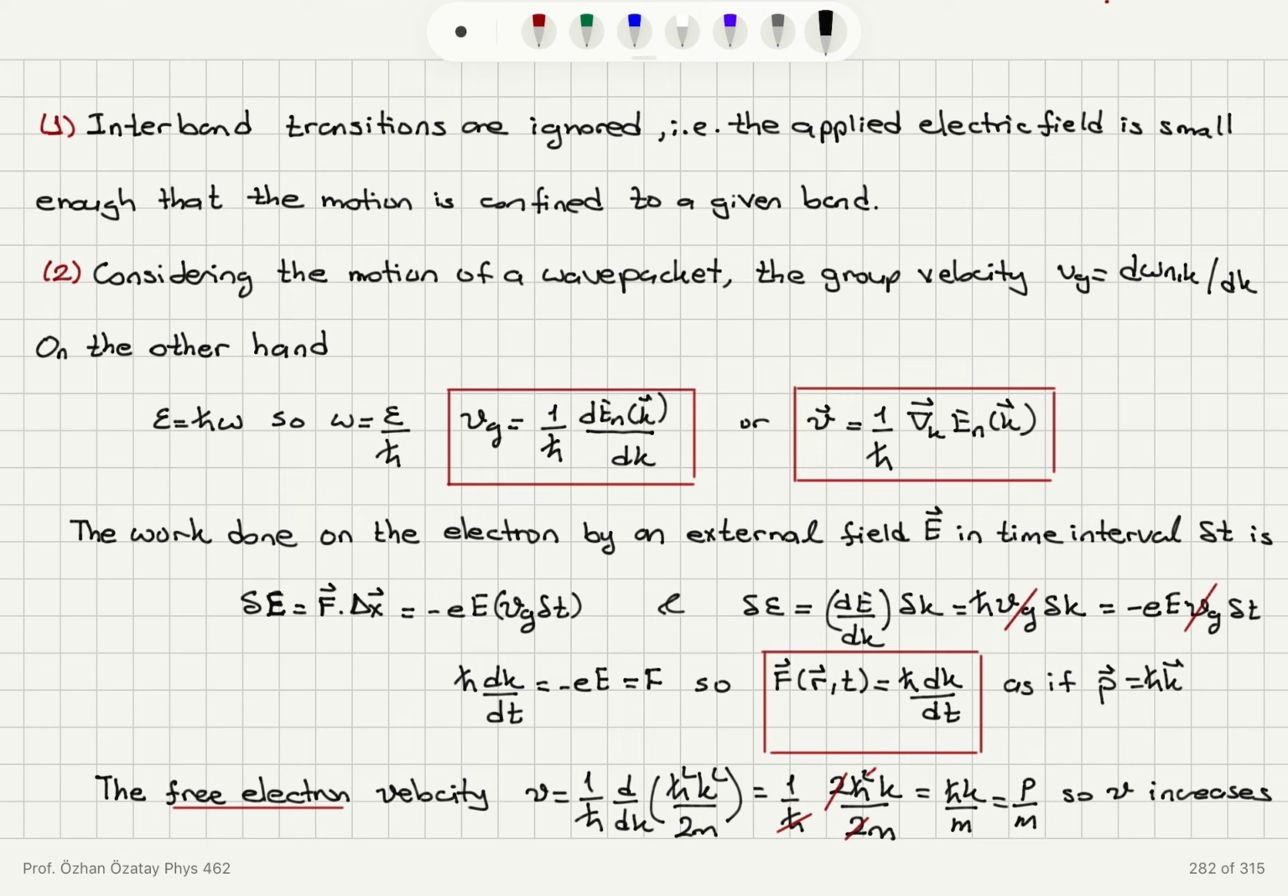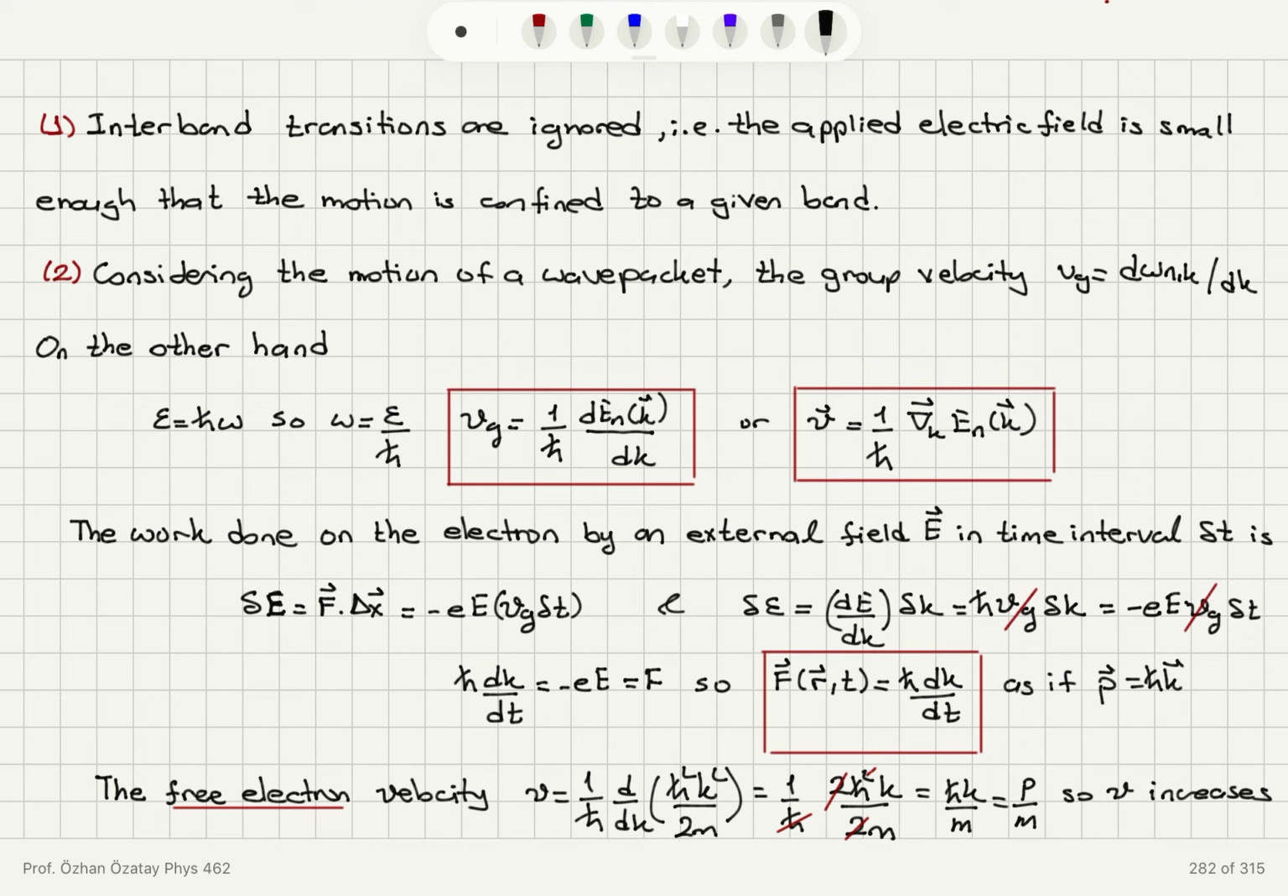Now this, what we called epsilon here, will be the energy of the electron in the nth band, so it will be 1 over h bar dE_n dk. Or we can write this in 3 dimensions. We can write this as 1 over h bar gradient of the energy with respect to wave vector k.